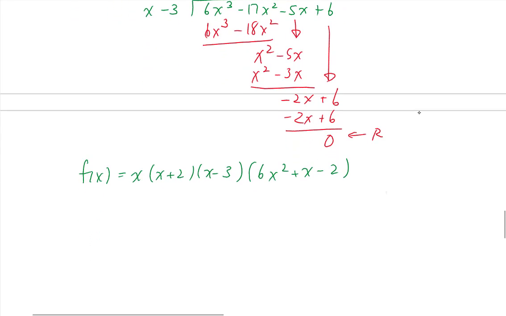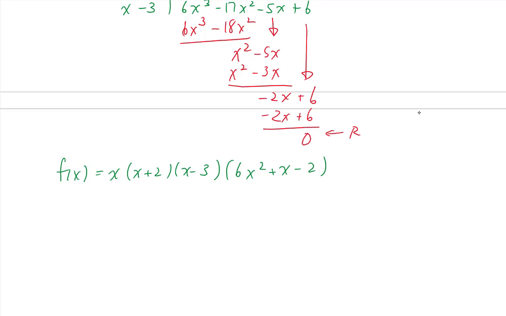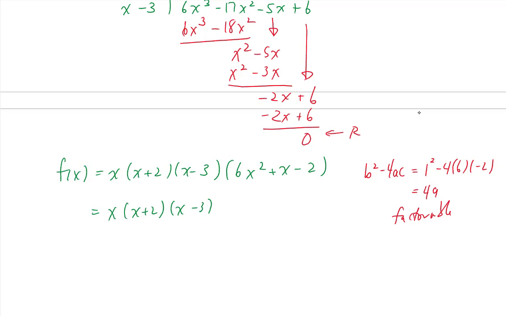So once you're left with the quadratic, all you need to do is factor that quadratic if it's factorable. If you want to check, just look at the discriminant. If we look at b² - 4ac, we have 1² - 4 times 6 times negative 2, and that gives me 49, which means this is factorable. So we end up with x plus 2, x minus 3, and if you factor this expression, you should end up with 3x plus 2 and 2x minus 1.